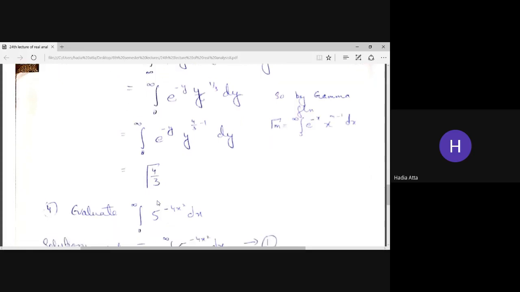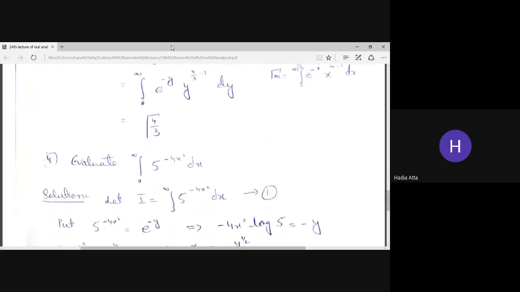Okay, I hope there will be no problem in these questions, because these are very simple questions and you can easily solve them by the method of substitution. So you must remember the definition of the gamma and beta functions. And the fourth question is: evaluate the integral from 0 to infinity of e raised to the power minus 4x squared dx.